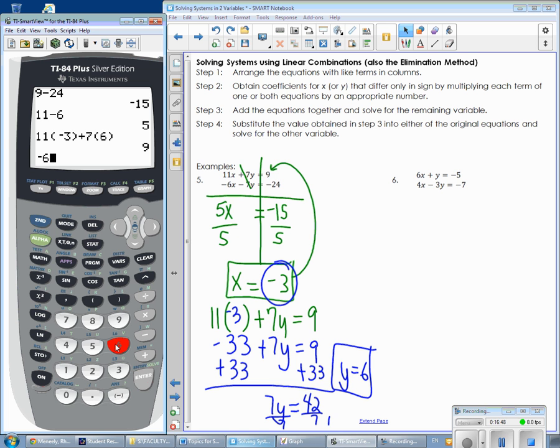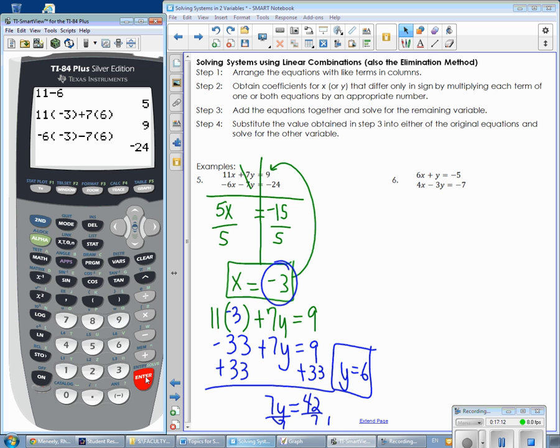And then I also want to double check it in the second equation because it's possible it could work in the first and not in the second. So we got negative 6 times negative 3 minus 7 times 6. And hopefully that'll give me negative 24, and it does. Okay, so just another reason to always check your answers to make sure you haven't made a silly mistake like I did.